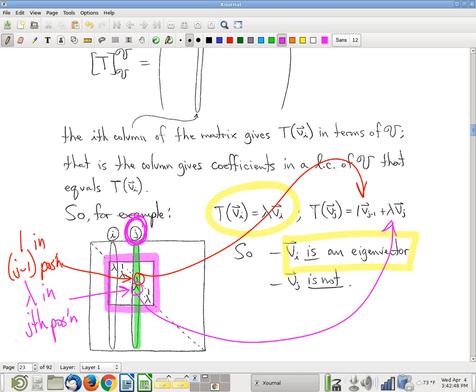So again, this green column, let me highlight here, is going to give me this green equation. This is the jth column, arbitrarily, so it's telling me about T of Vj. There's only 2 non-zero entries. All these other entries are all zeros. So 1 in the j minus 1 position gives me that term. Lambda in the jth position gives me that term.